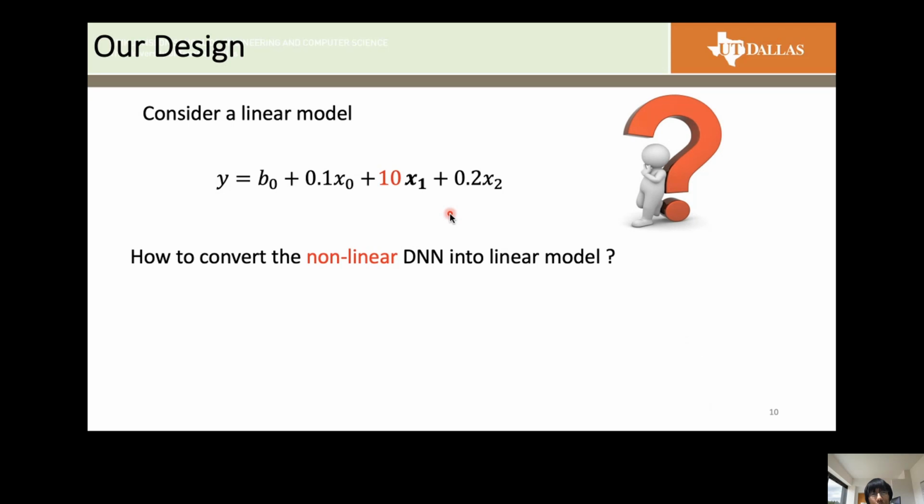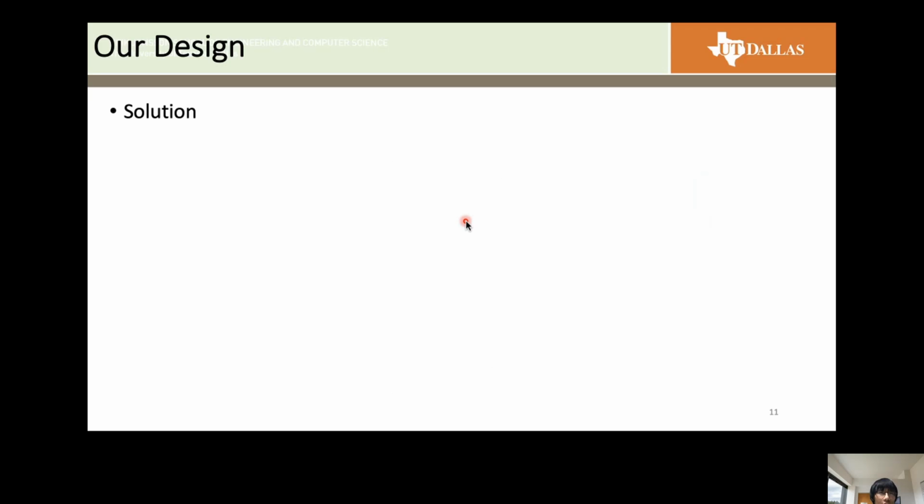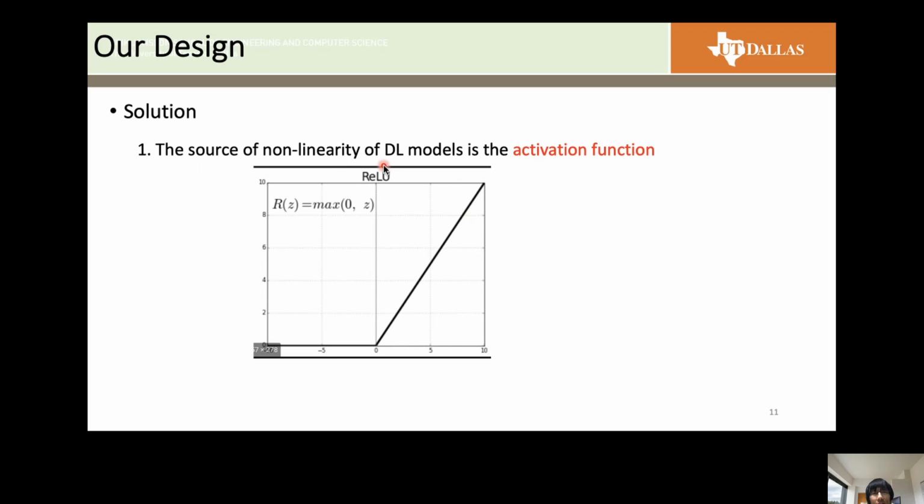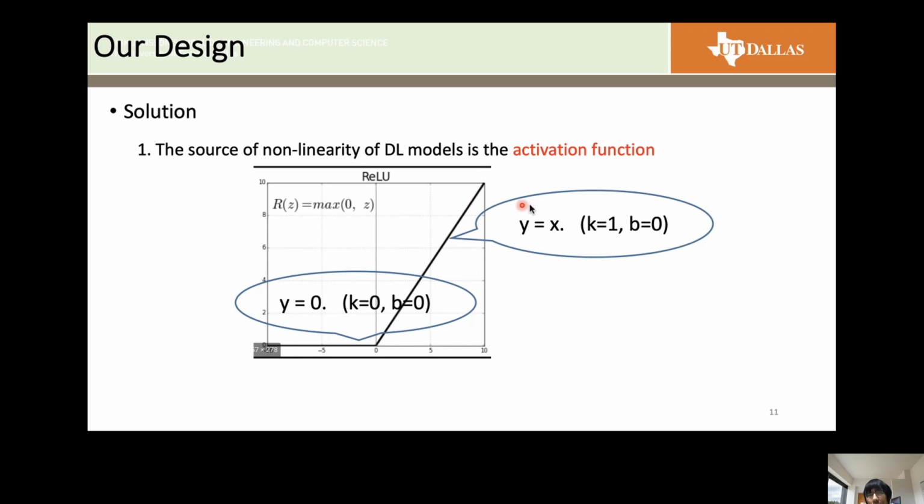Then the problem is how to convert the nonlinear deep neural networks into a linear model. To achieve this goal, we have three intuitions. First, the source of the nonlinearity of deep neural networks is the activation function, and we can use the piecewise line to approximate the activation function. For example, ReLU, which is a widely used activation function. We can approximate ReLU with two lines, namely y equals 0 and y equals x. For each line, there are two parameters as the slope and the bias.